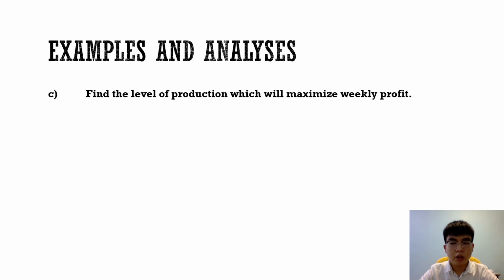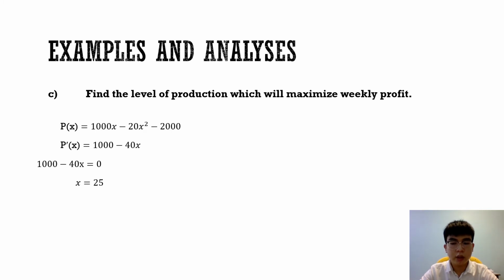Find the level of production which will maximize weekly profit. Now we want to find the level of production where profit is maximum. So we need to use the steps for maximum profit. We already have the profit function. Now we differentiate the profit function. Then we let P'(x) equal to 0. Then we get x equals 25.